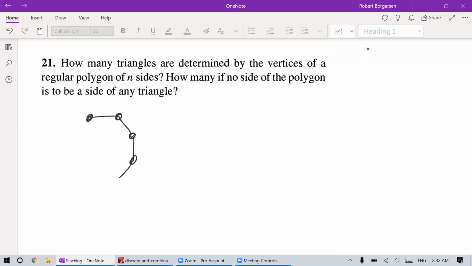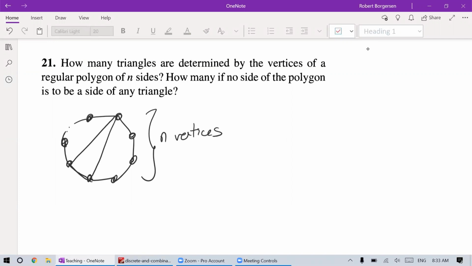We've got a polygon with however many sides. Maybe a lot of them, maybe a few of them. And the question is, I've got n vertices. How many triangles are determined? Well, a triangle looks like this, right? Now that one happens to use an edge of the polygon, but I could also just do something like this. And that one doesn't use an edge of the polygon.